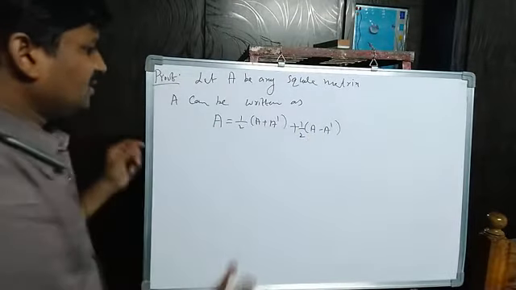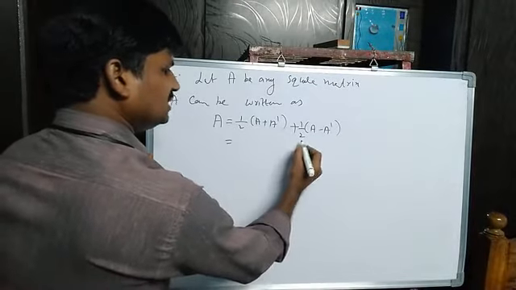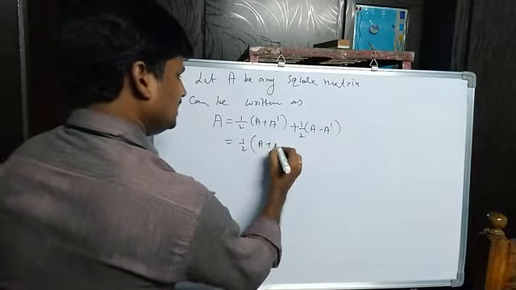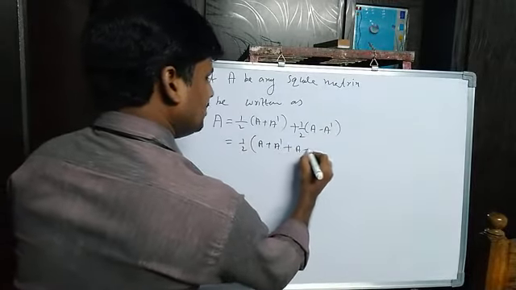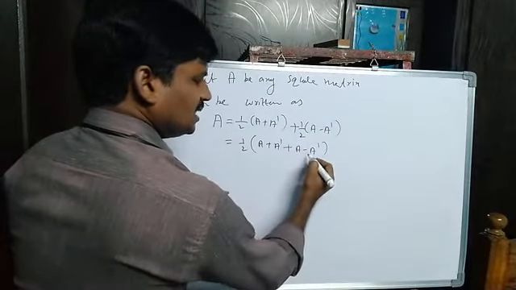Simplify this one. If you simplify this one, what will you get here? 1 by 2 is there, 1 by 2 is there. Take common 1 by 2. Yes, I am taking common 1 by 2. Here what will be? A plus A transpose plus A minus A transpose. Here A transpose plus A transpose minus A transpose cancel.